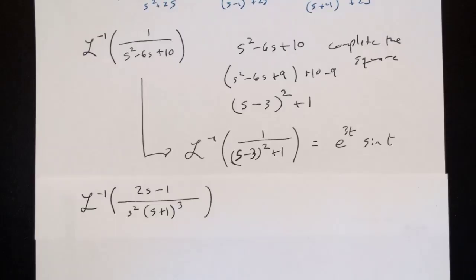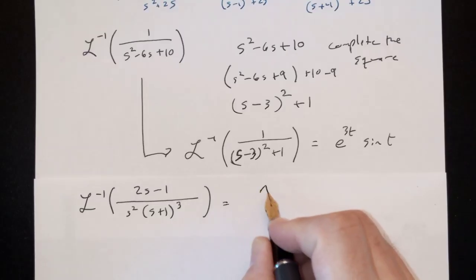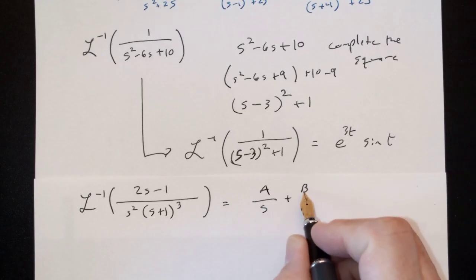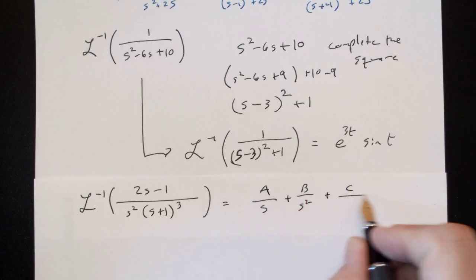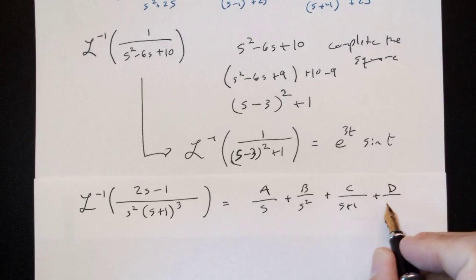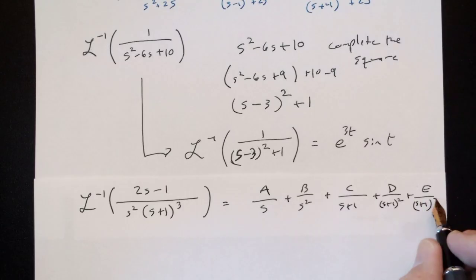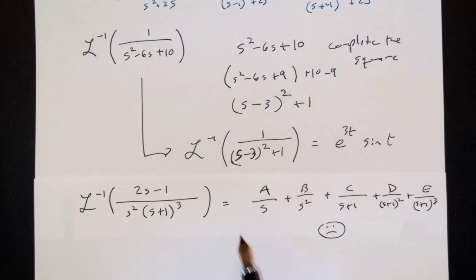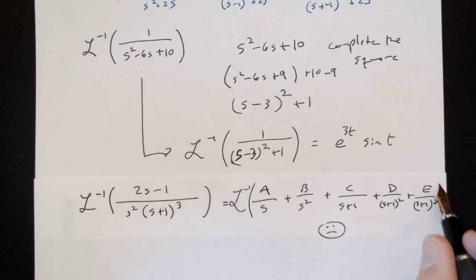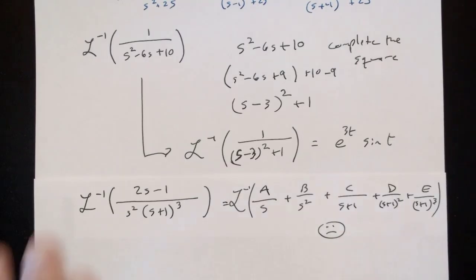The problem is that the partial fractions is something over s squared, something over s plus 1, something over s plus 1 quantity squared, something over s plus 1 quantity cubed. I got to do a 5-way partial fraction. Blah. It works, it just sucks. Oh, okay. Teach you to open your face.